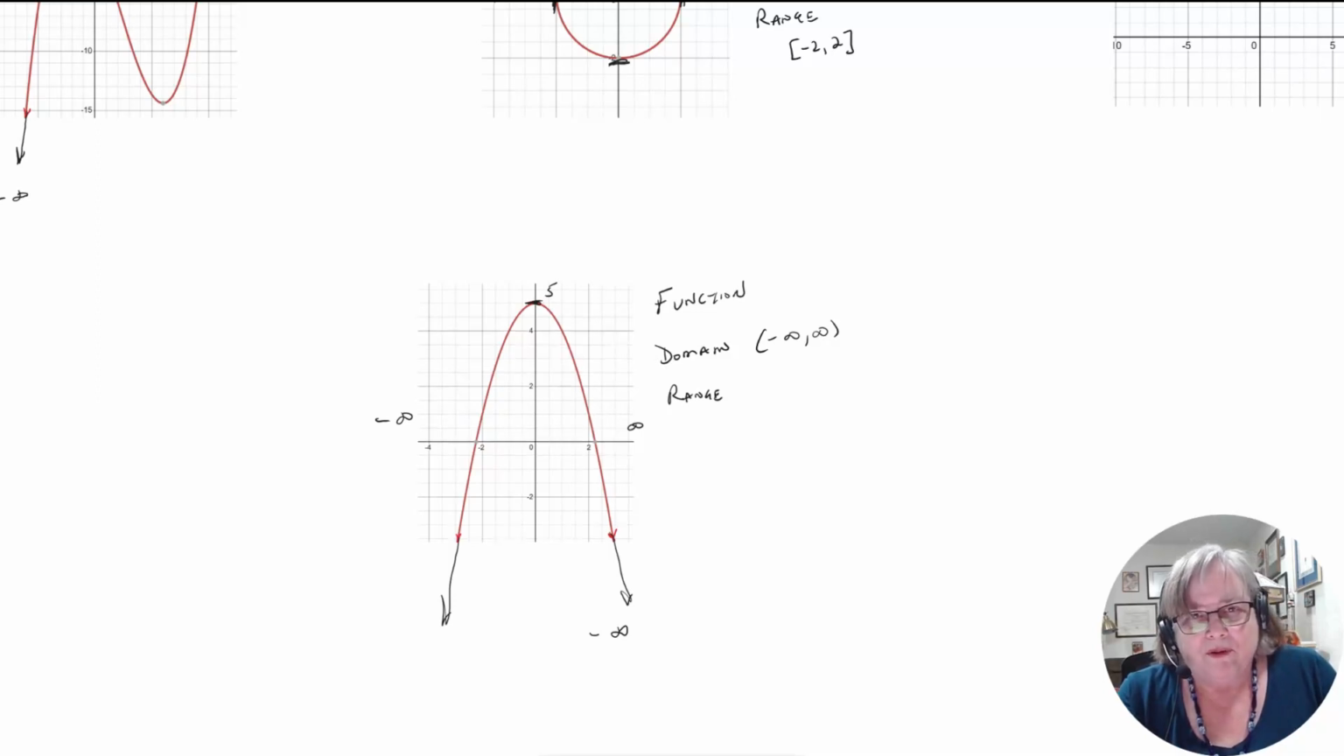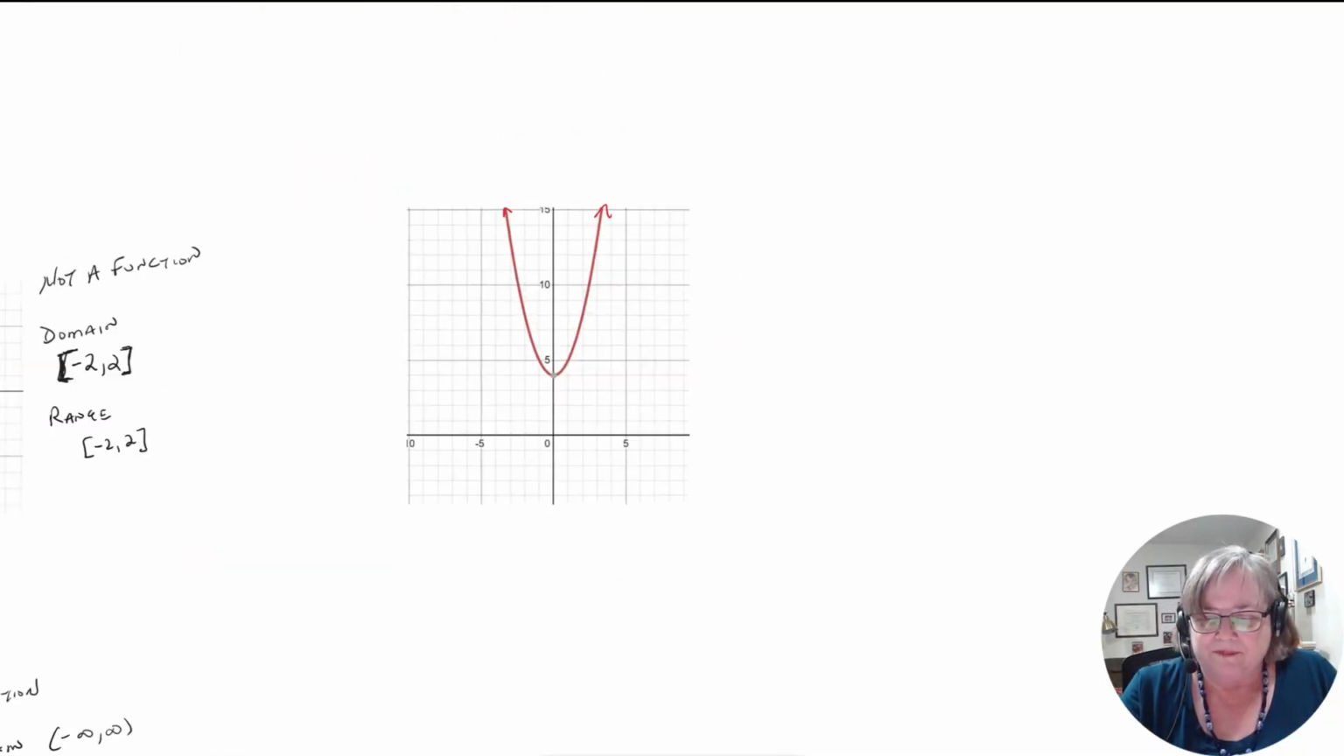Now remember that for the range, it's the lowest value to the highest value. So the lowest is negative infinity, and it goes lowest to highest, and then it goes to 5. It is not 5 to negative infinity. This is top to bottom, and we don't go top to bottom. We go bottom to top. So it's negative infinity up to 5. All right.